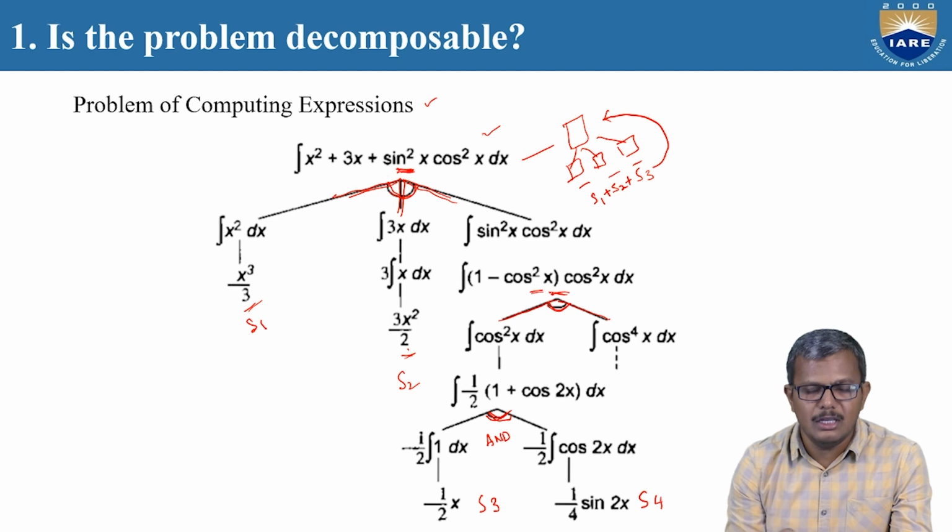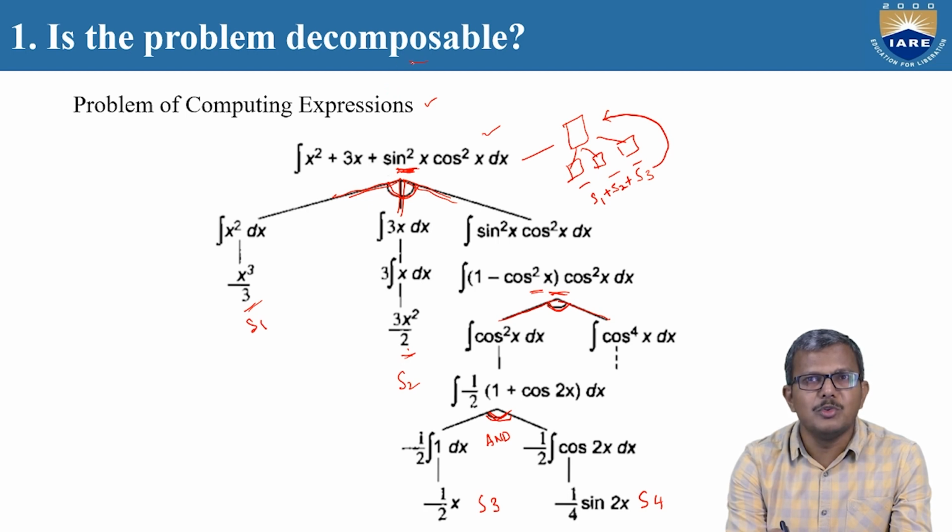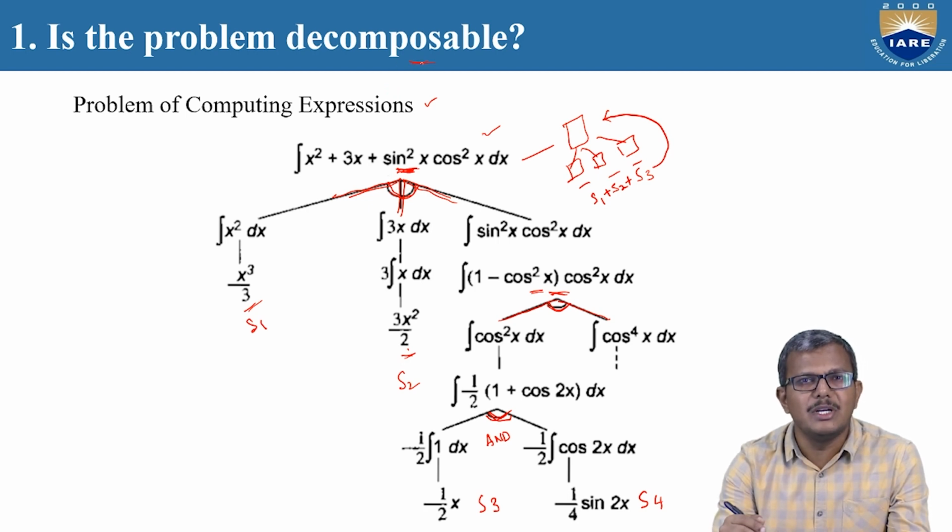At the end, we combine S1, S2, S3 and S4 together to get the solution for this mathematical expression. So what this explanation tells us is that problems related to mathematical expressions come under the decomposable category. Mathematical expressions or mathematical theorem related expressions can be easily decomposed into several sub problems, and we can resolve those sub problems very quickly.